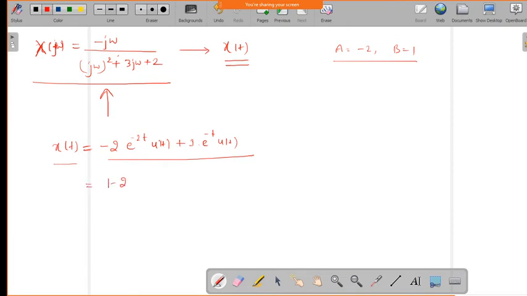So this is e power minus t minus 2 into e power minus 2t, into u of t. Have you got this answer? Yes, sir. Okay. So this is your x of t signal.